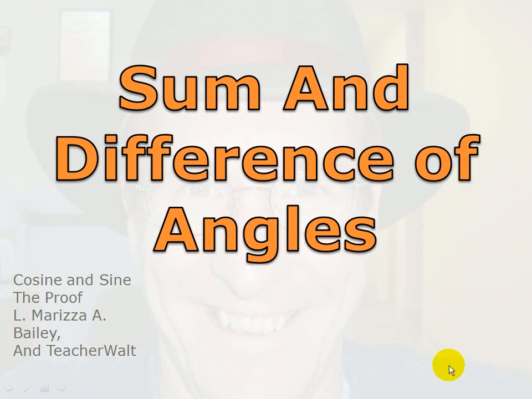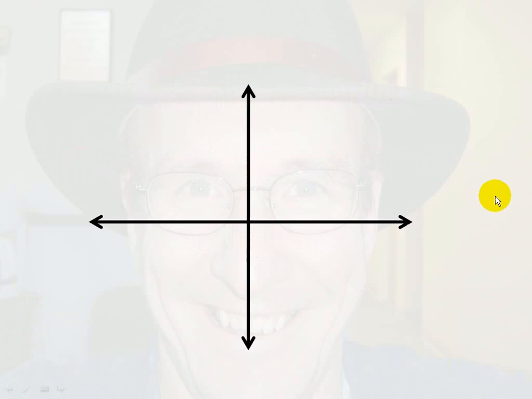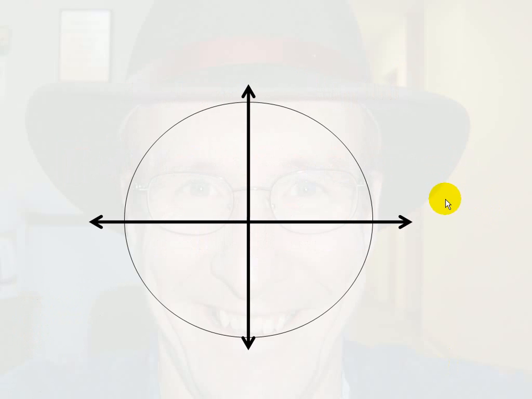Today we're going to look at a set of identities that involve sums and differences of angles. And we'll start out looking at a unit circle. And I want to draw a couple of just arbitrary line segments here that I'll use as terminal sides of angles. For the first angle I'll call alpha.